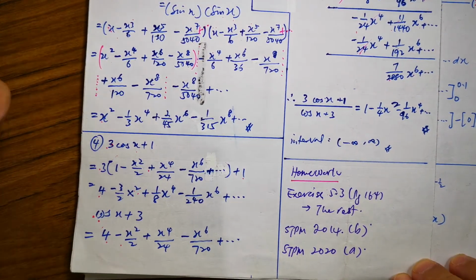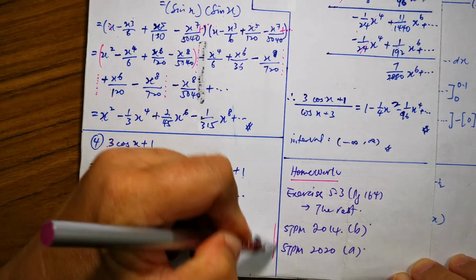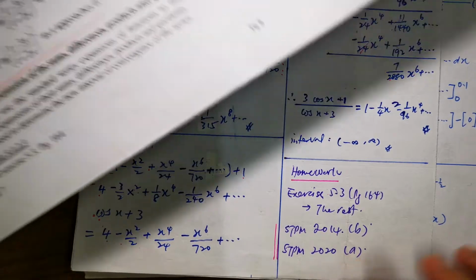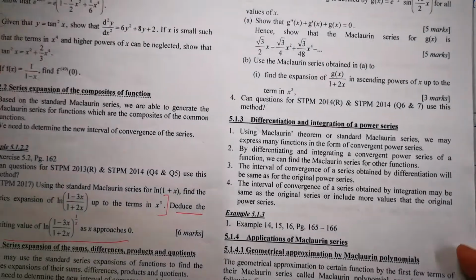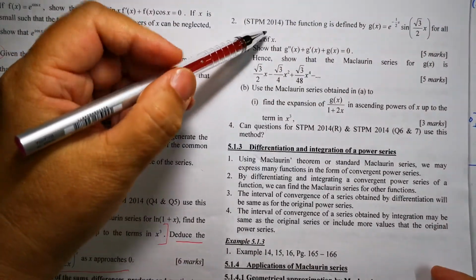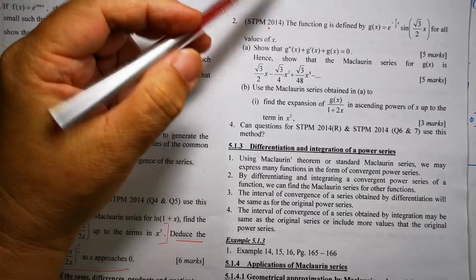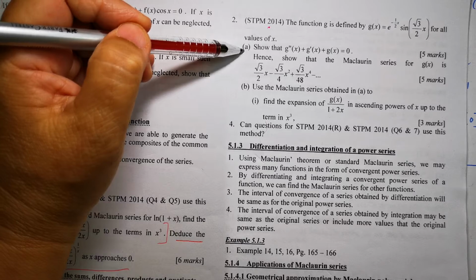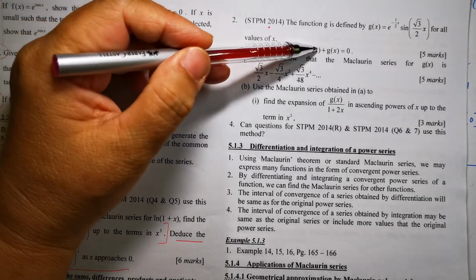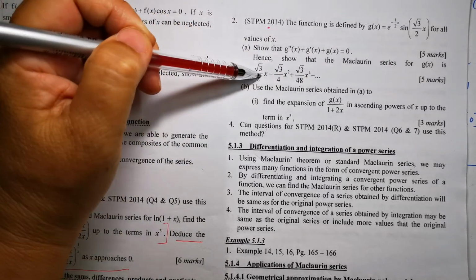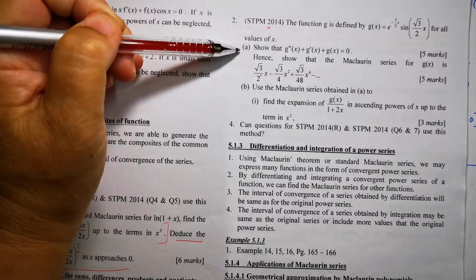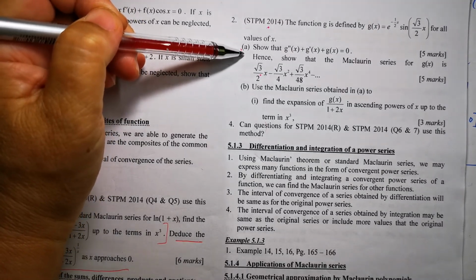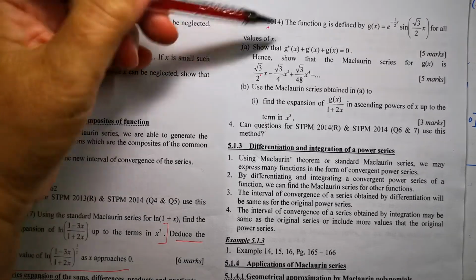Okay, now I want you to complete these 2 questions as quiz. Okay, one is 2014 question B here. All right, 2014 in your notes. Okay, the function is defined by this one. Part A: show that this is this, and hence find the Maclaurin series. This part we have done. You can look back for your question, the example.